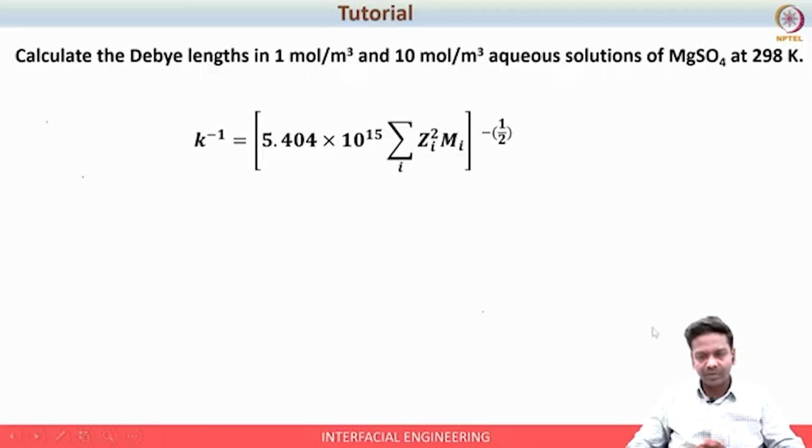This problem I have given here for you to do this exercise yourself. Okay, so this is again to determine the Debye length. But the concentration is given in two cases. One is 1 mole per meter cube and the other one is 10 mole per meter cube, in aqueous solutions of magnesium sulfate at 298 Kelvin. Okay, so I leave it to you to do this exercise by yourself.